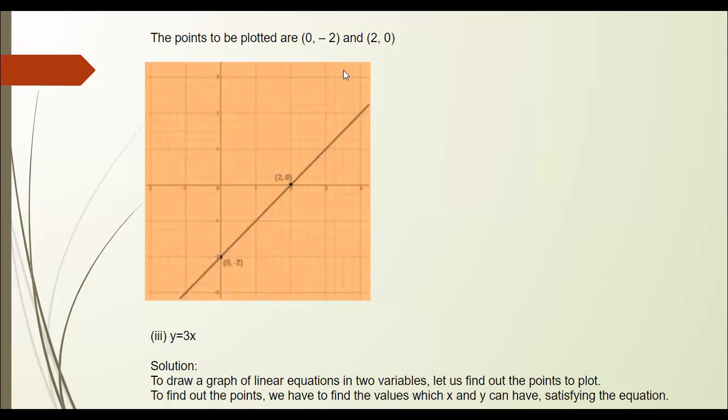So in the last class, we were discussing exercise 4.3. In that we completed 2 graphs. Now we'll move on to the third one. Third one is y is equal to 3x.